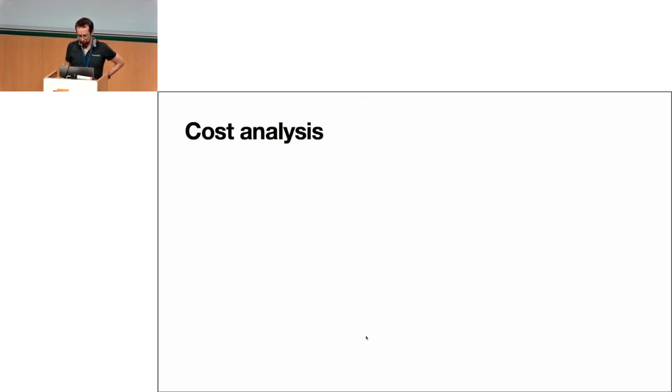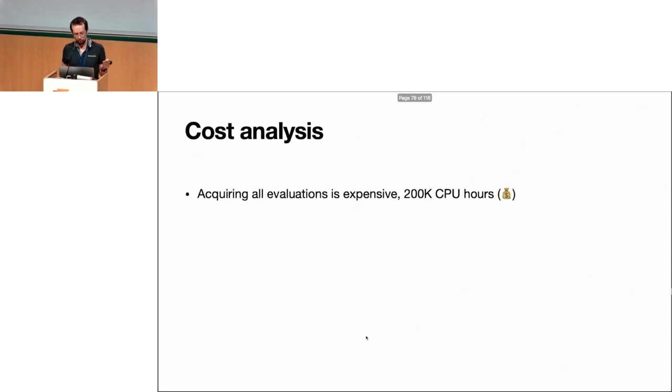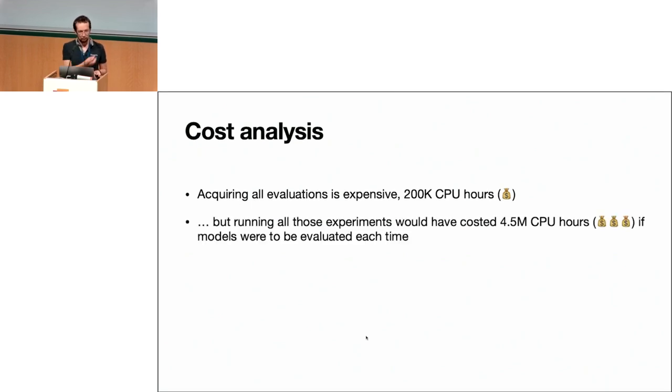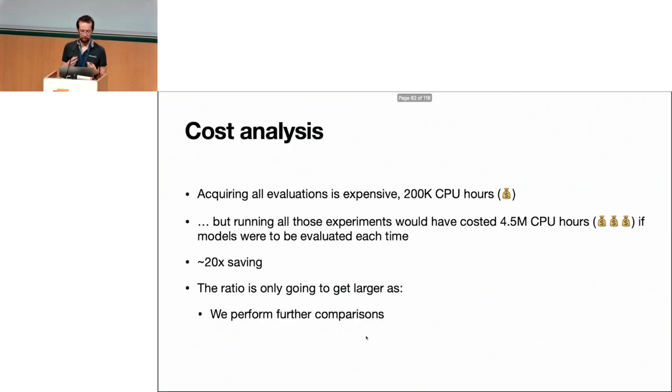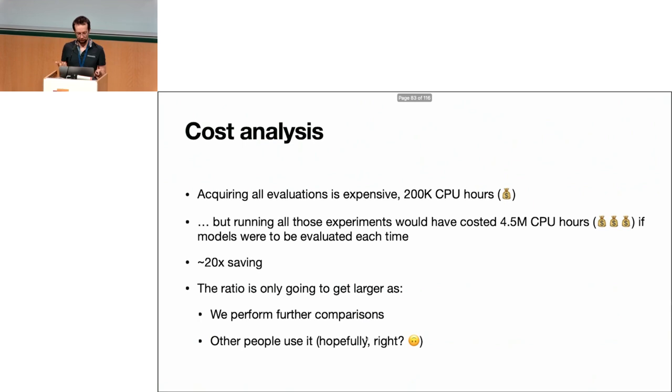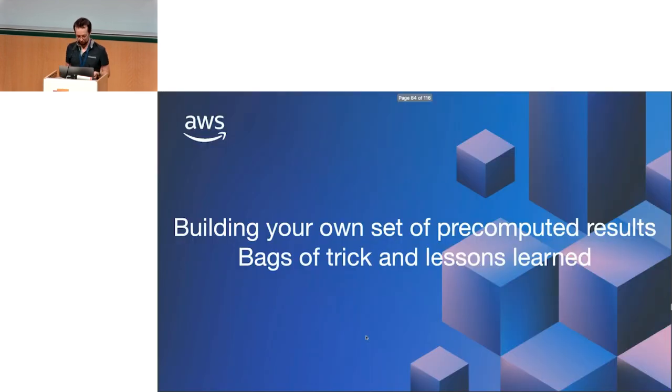So before I go to the bag of tricks part, we can do a cost analysis. Of course, running all those evaluations was expensive, so it's something like 200,000 CPU hours that we spent. But running all those experiments I've shown you would probably take something like 5 million CPU hours. So there is a 20x saving right there. And of course, the ratio is only going to be larger as we use this dataset more, and maybe other people use it, like maybe yourself.